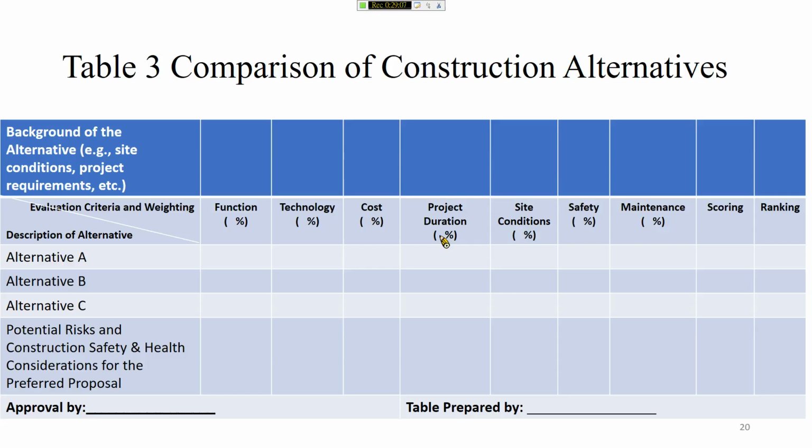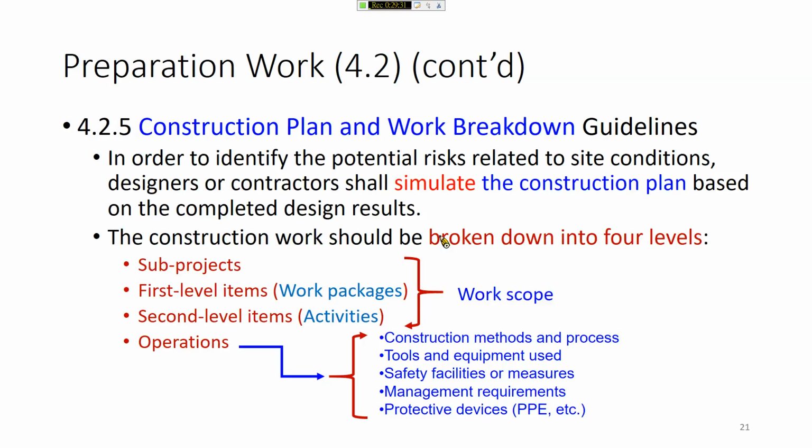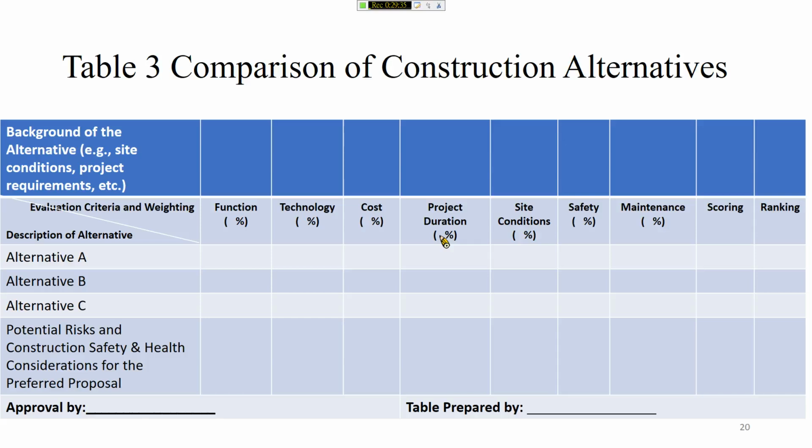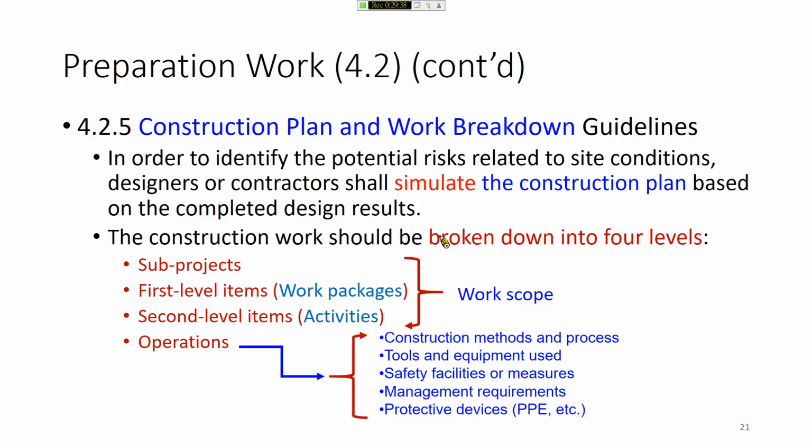And you have to provide a table that looks like this. You have alternative A, B, C, and you have to consider the function for the alternative, the technology, complexity, and the cost, project duration, site condition, safety, etc. And finally, based on this evaluation, you can choose the best alternative. So that's alternative selection.